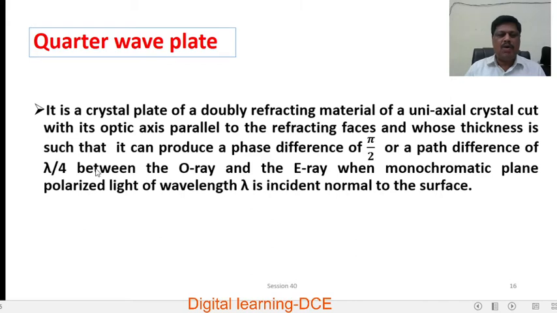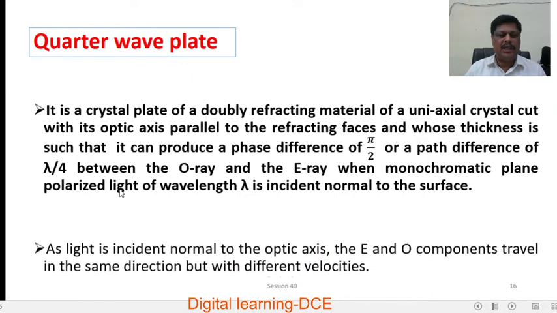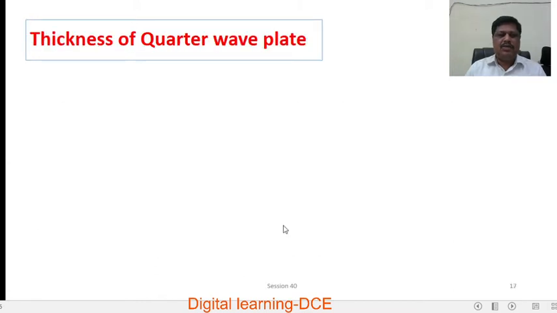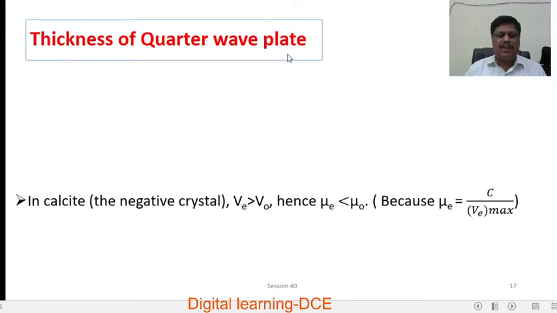Why is it called a quarter wave plate? Because it can produce a path difference of one by fourth of the wavelength, that is, quarter the wavelength, between the ordinary and extraordinary ray. That is why it is called a quarter wave plate. As light is incident normal to the optic axis, the ordinary ray and extraordinary ray components travel in the same direction but with different velocities. We can obtain the thickness of the quarter wave plate.